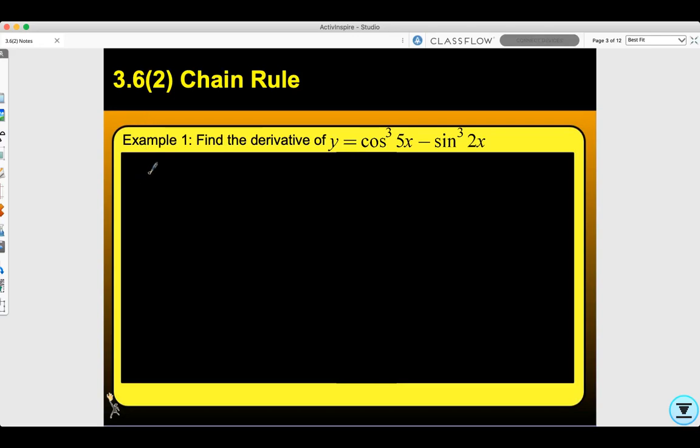Today we are going to be doing the second section of 3.2, the chain rule. So this is day 2 of the chain rule. Let's look at example 1. Find the derivative of y equals cosine cubed 5x minus sine cubed 2x.